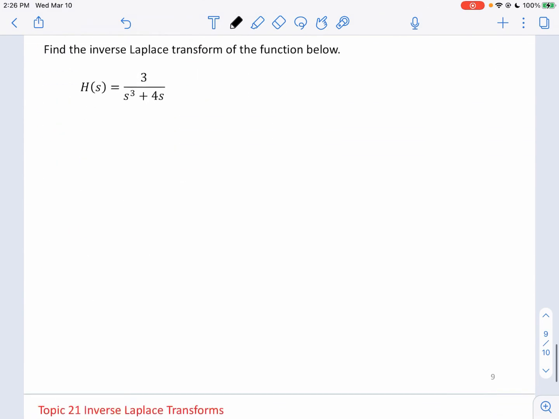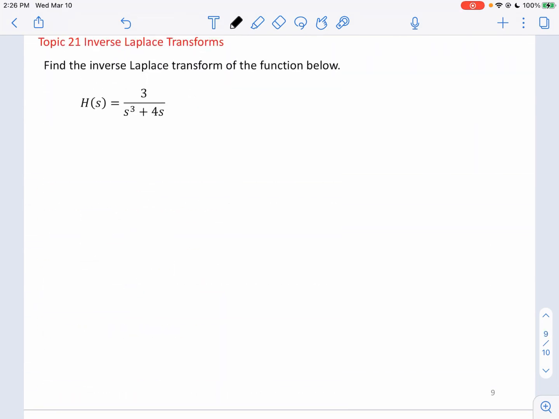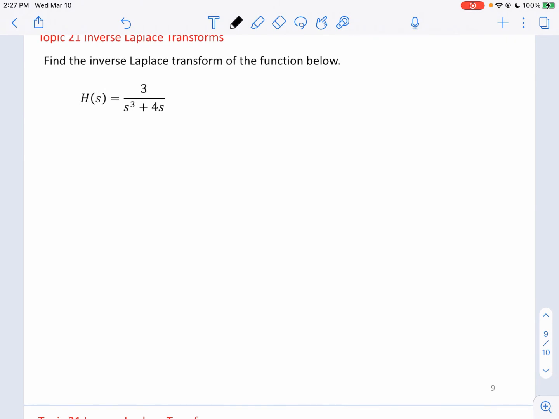Okay, we have two more it looks like. Find the inverse Laplace of the function below. We have 3 over s cubed plus s. So now we have an s cubed involved. So if I do some factoring, factor out an s, that leaves an s squared plus 4. And s squared plus 4 is prime as far as real numbers are concerned. So we want to set up a decomposition where we have a constant over s plus an unknown linear term, bs plus c, over this prime quadratic s squared plus 4.